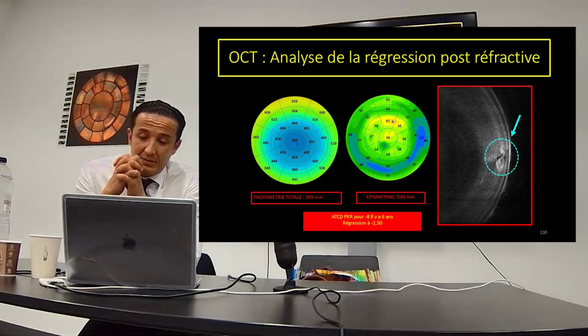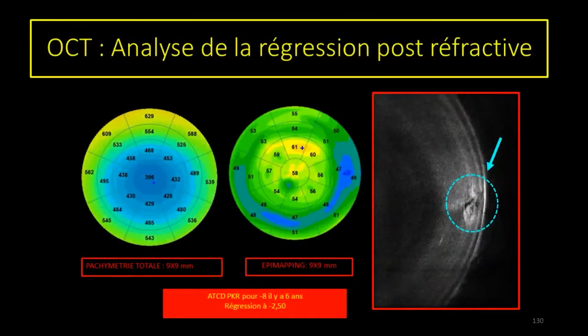Look, in this case, the patient treated for -8 diopters. You observe a very slight epithelium hyperplasia, but it's pretty normal. But we observe a small opacity inducing this myopia.